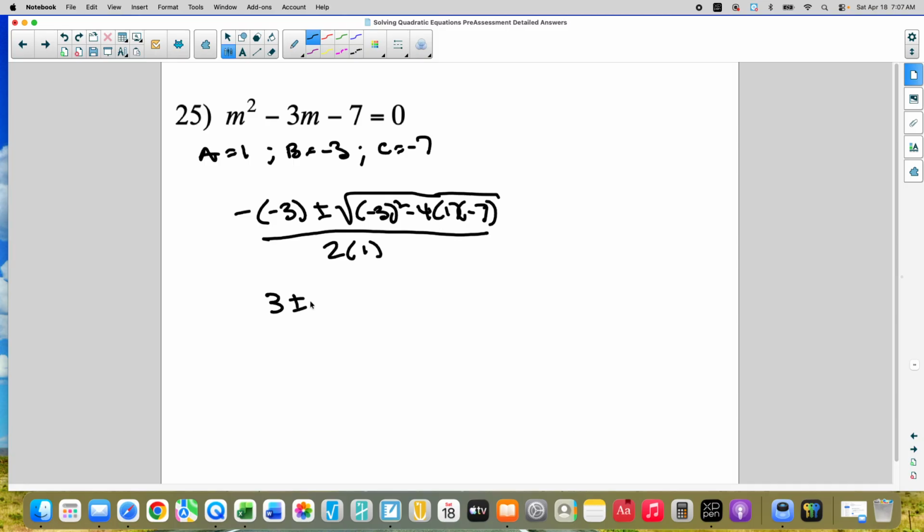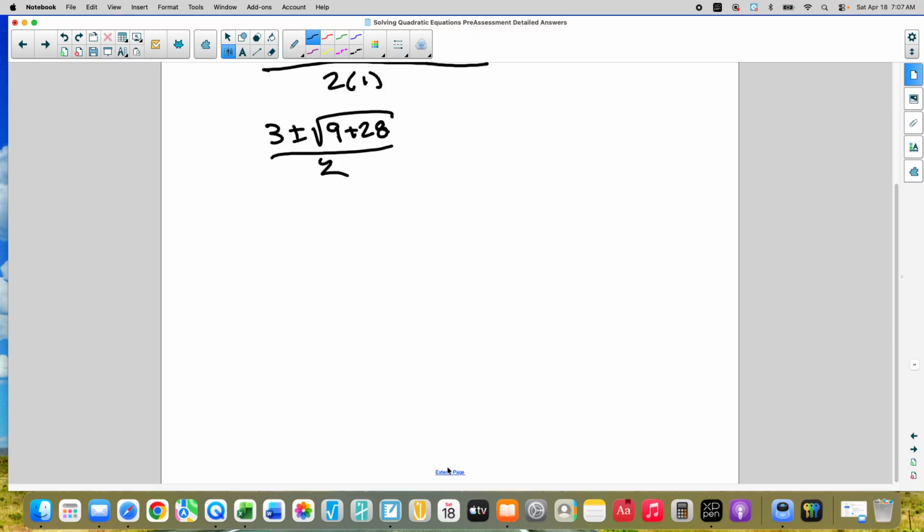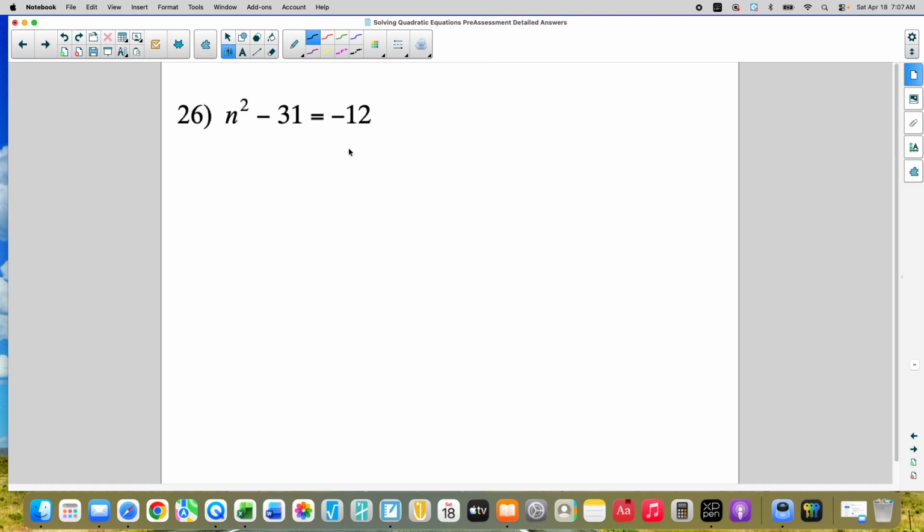3 plus or minus the square root of 9 plus 28, over 2. That's a horrible 2. 3 plus or minus, what's that, the square root of 37 over 2. And there's our problem. Well, that's not our problem. Radical 37 cannot be simplified, so you just get something that can't be simplified. That's your answer. That wasn't too bad.